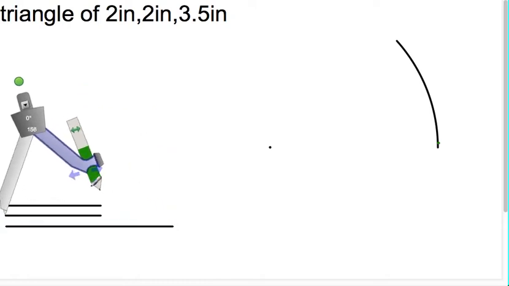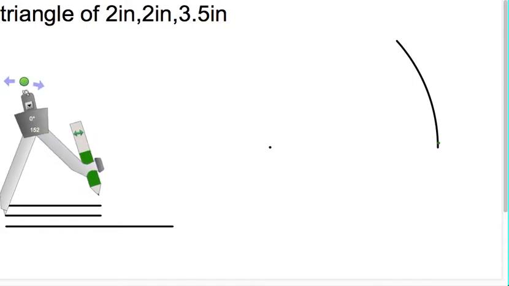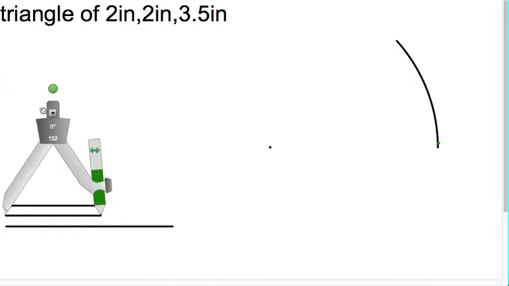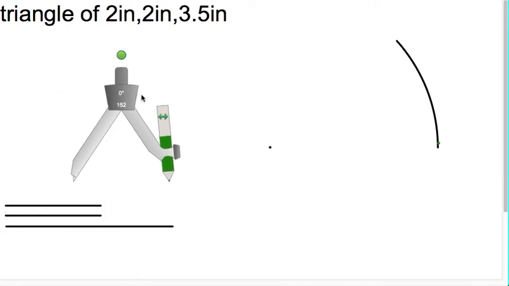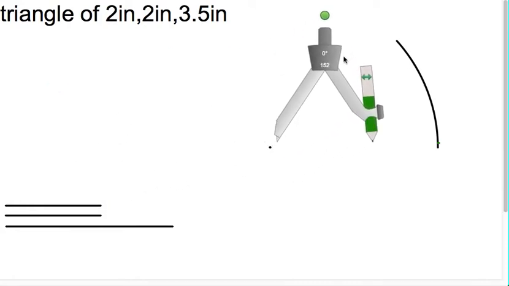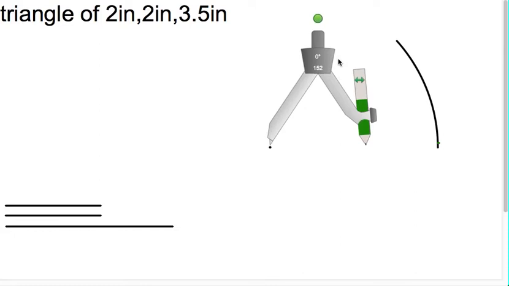There we go. And so I'm going to set the length, or the distance, between the pointy part and the pencil so that it's the same as the length of one of the sides. In this case, the distance is going to be 2 inches. Once I have that distance set, I go back to point A and put my pointy part on point A, and I'm going to make an arc at that distance.